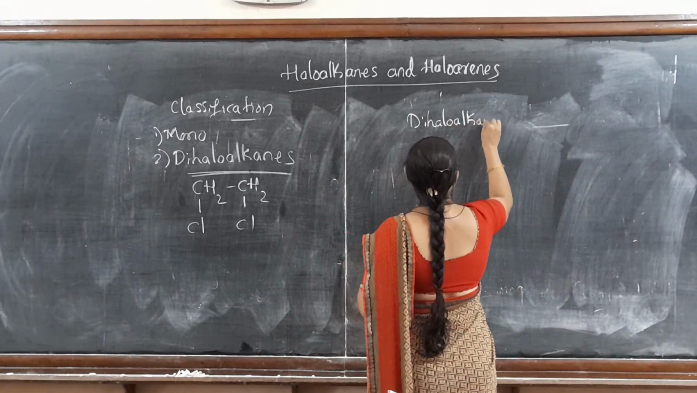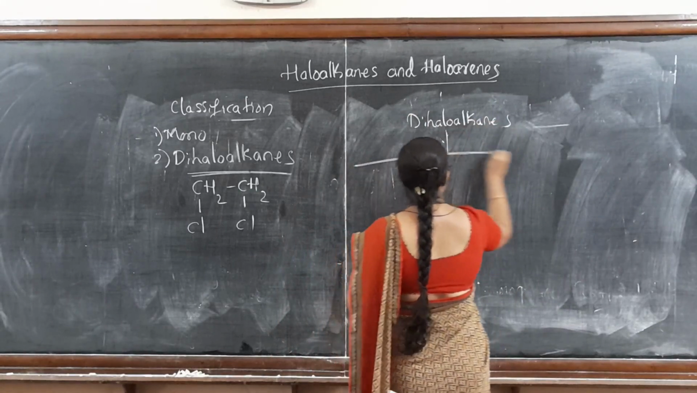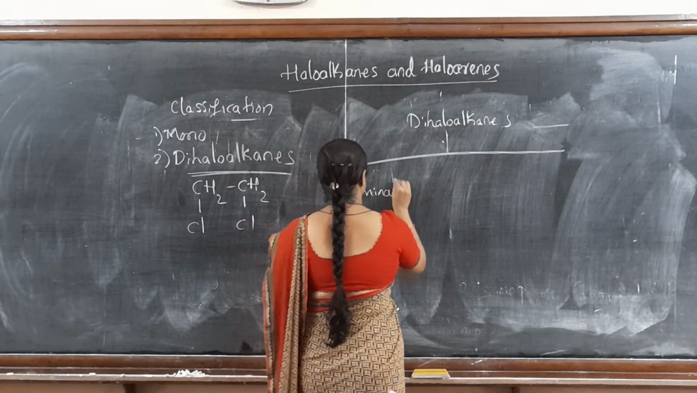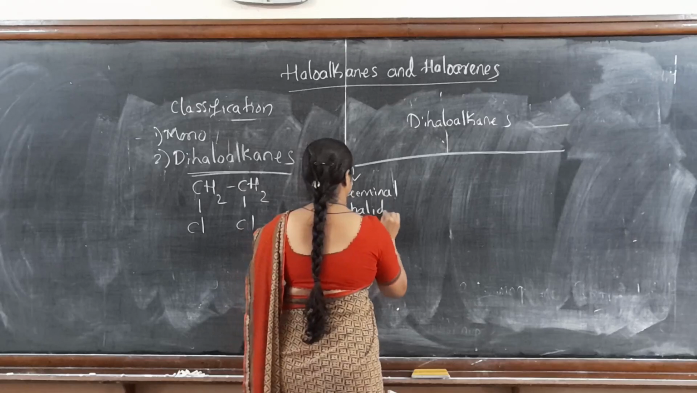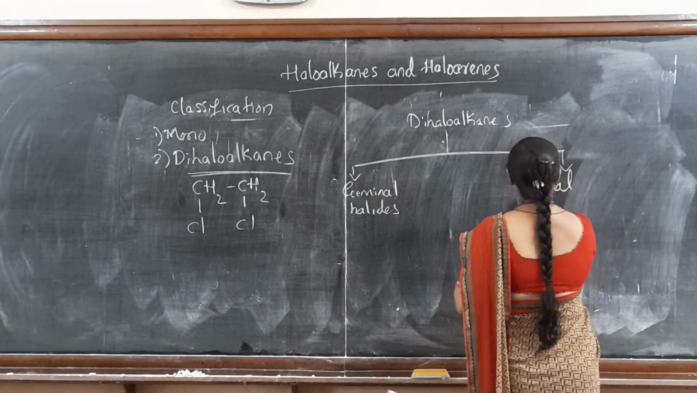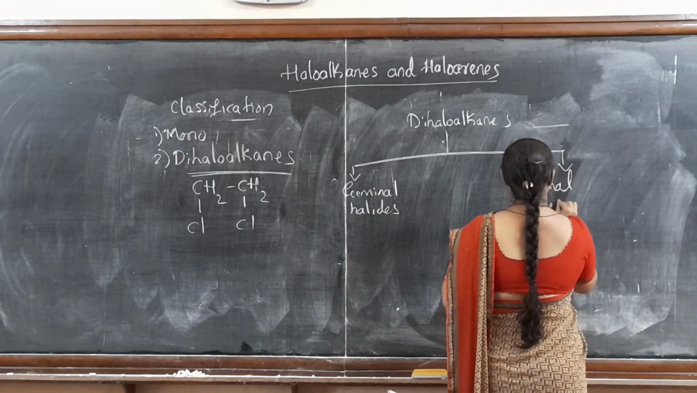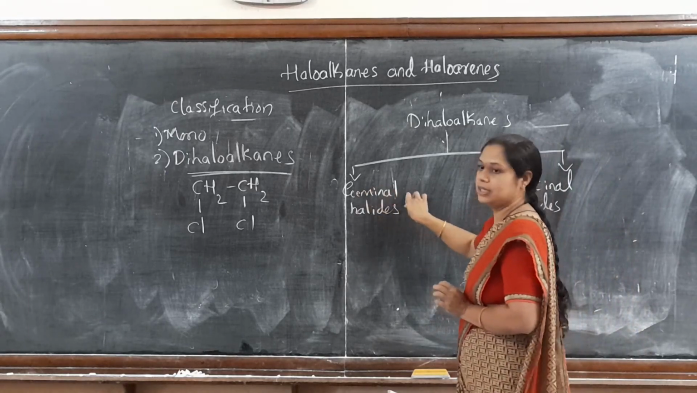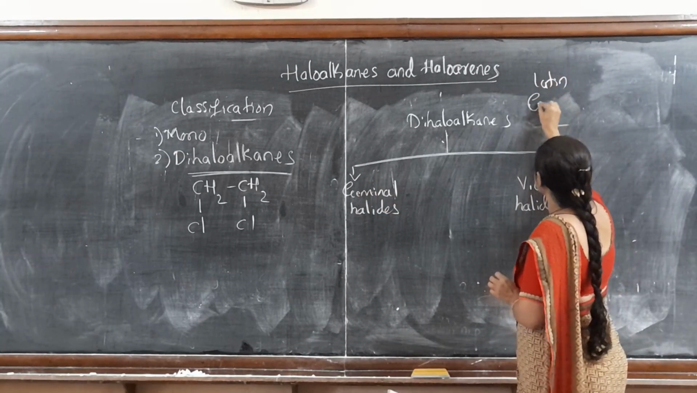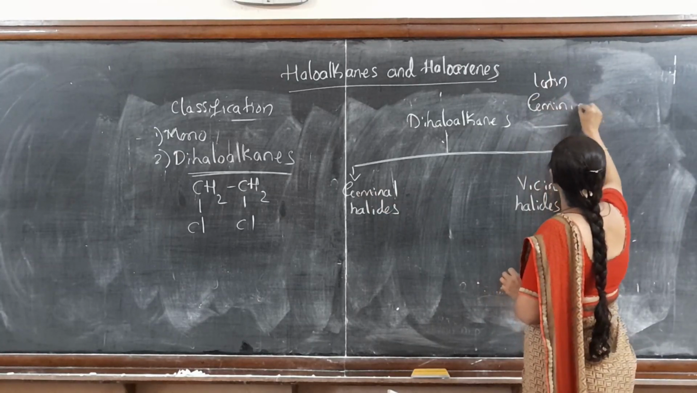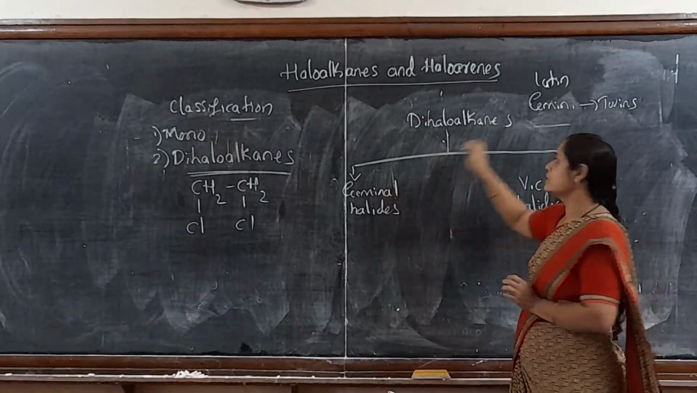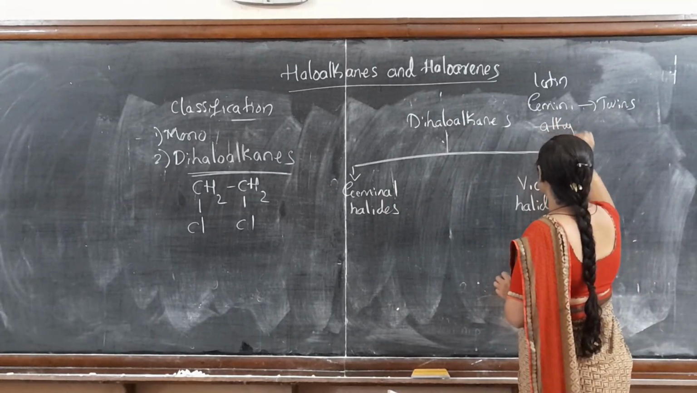Dihaloalkanes are categorized into geminal halides and vicinal halides. The word geminal is derived from a Latin word where gemini means twins, and these geminal halides are also called alkylidene halides.